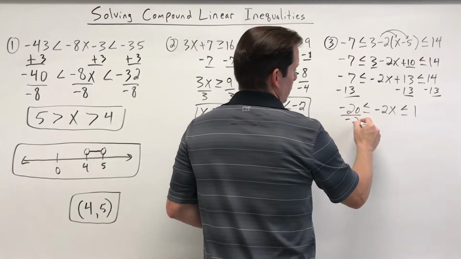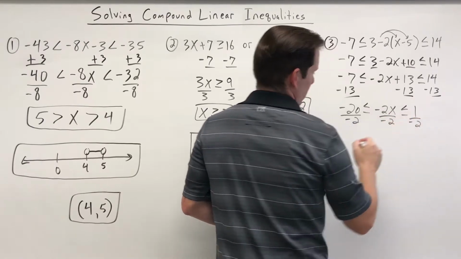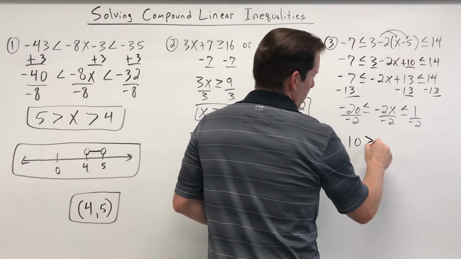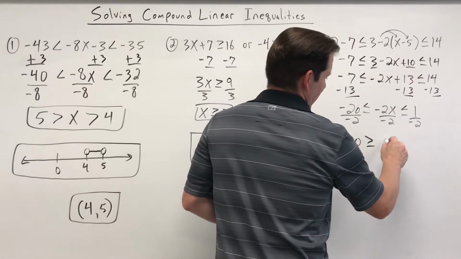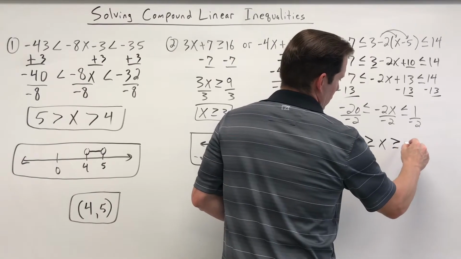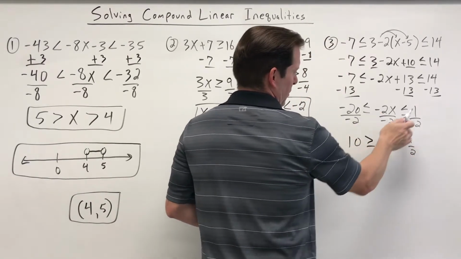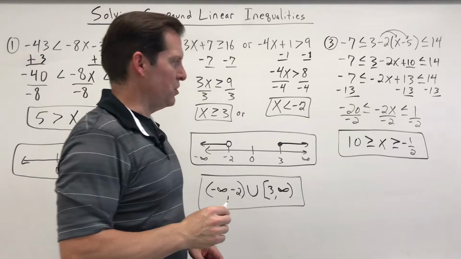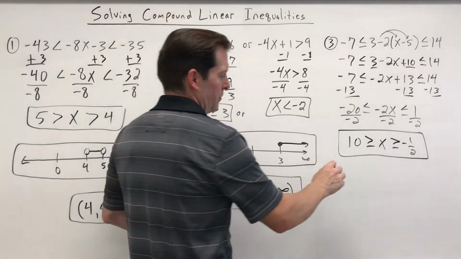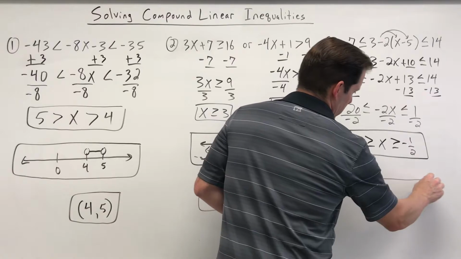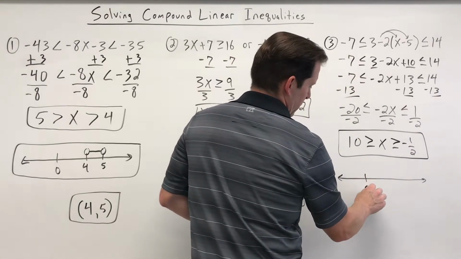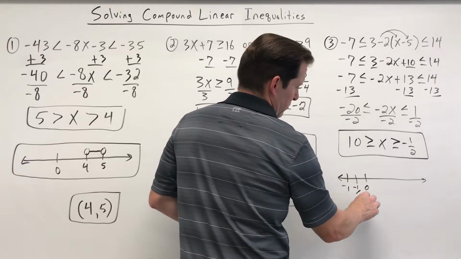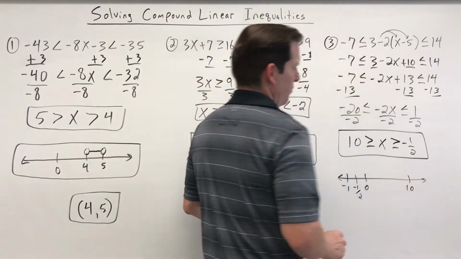So if I divide by negative 2 here, and here, and here, this becomes 10 is now greater than or equal to x, which is now greater than or equal to negative a half. Again, I've got to flip these inequalities. So that is my inequality notation. And I'm going to go ahead and put that on a number line. So when I do that, I put 0 here, and I'm going to put negative 1 here because negative a half is in the middle. And I'll just put 10 right here.